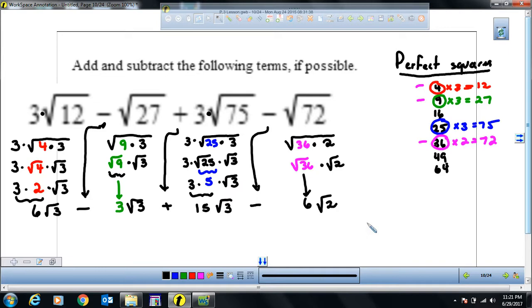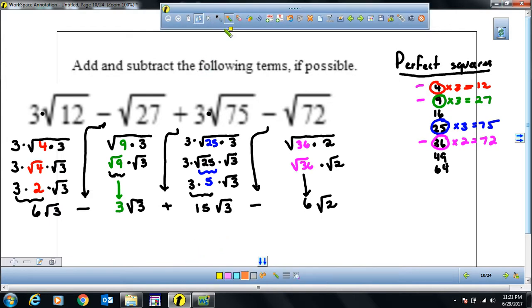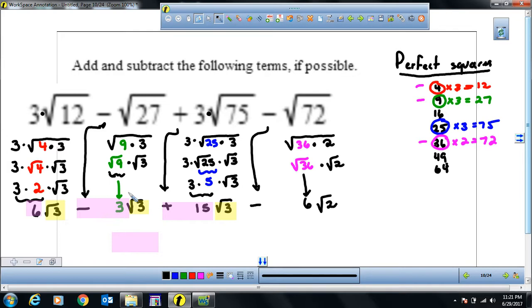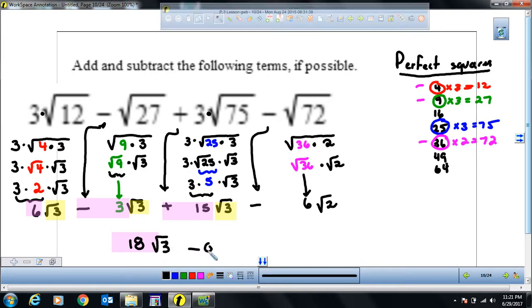Now, the idea for this problem was to add and subtract radicals. So now we have to determine which ones of these radicals can be added and subtracted, which in this case the answer is going to be that the first 3 can be combined because those are the only ones that have the same radicand. And when we combine them, remember we're going to combine the coefficients, the numbers in the front. So if I do that, then 6 minus 3 is 3, plus 15, it's going to be 18 square root of 3. And then we're going to bring down the minus 6 square root of 2, and this is going to be the answer for this problem.